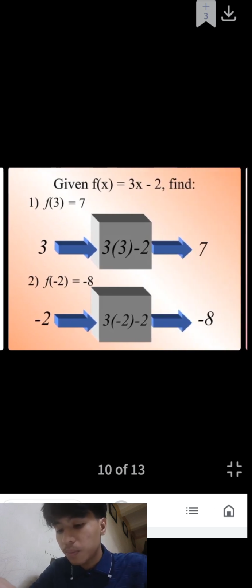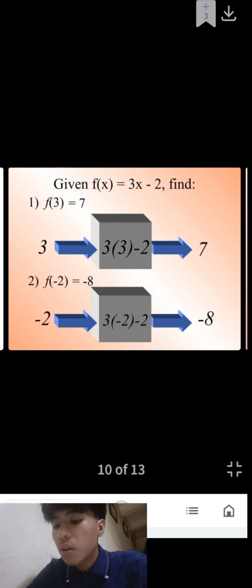Next one, given f(x) equals 3x minus 2. So number 1, here we have an example: f(3) equals 7. We're going to find how it comes to 7. The given is 3x minus 2. So 3 times 3 minus 2 equals 7.